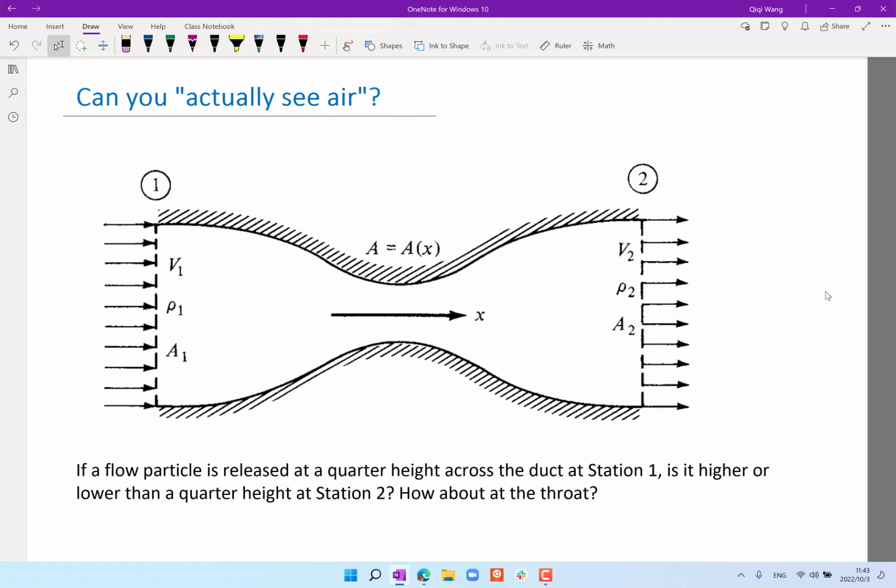That's a very good point, because whether it compresses equally or not determines where this point is. For example, if it compresses more at the center, then that particle would be closer to the center, which means it's above the quarter height. If it compresses less at the center and more near the two sides, then the streamline would be closer to the boundary than a quarter height, right? So that's a very good step in the thinking. But is it compressed equally?